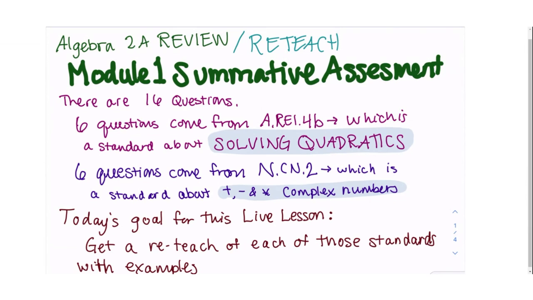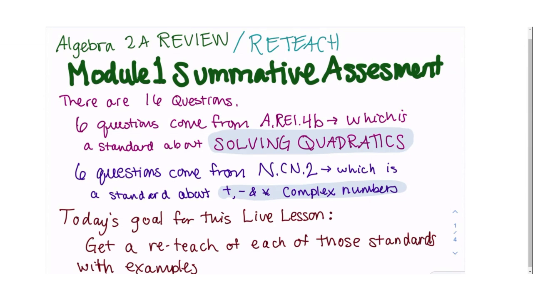So this test is, technically, due today is when the official deadline is, but it's a loose deadline. It's just a suggested date, and that is September 15th. And there are 16 questions on it. 6 questions come from A.REI.4b and 6 questions come from N.CN.2.